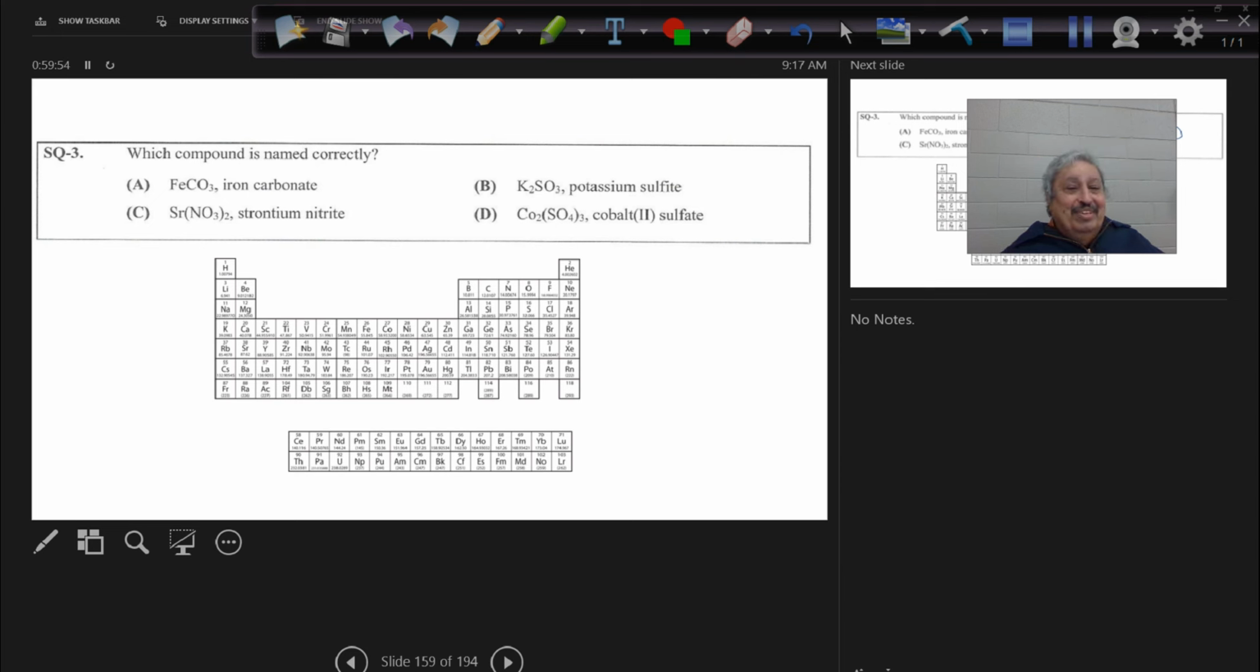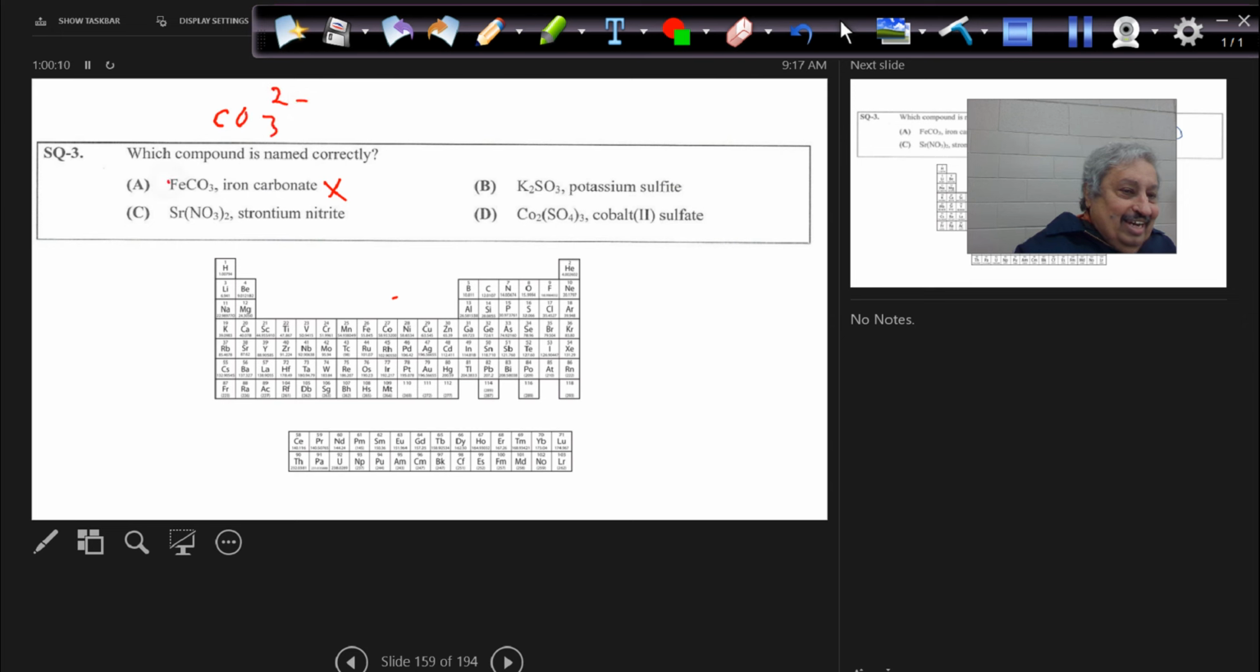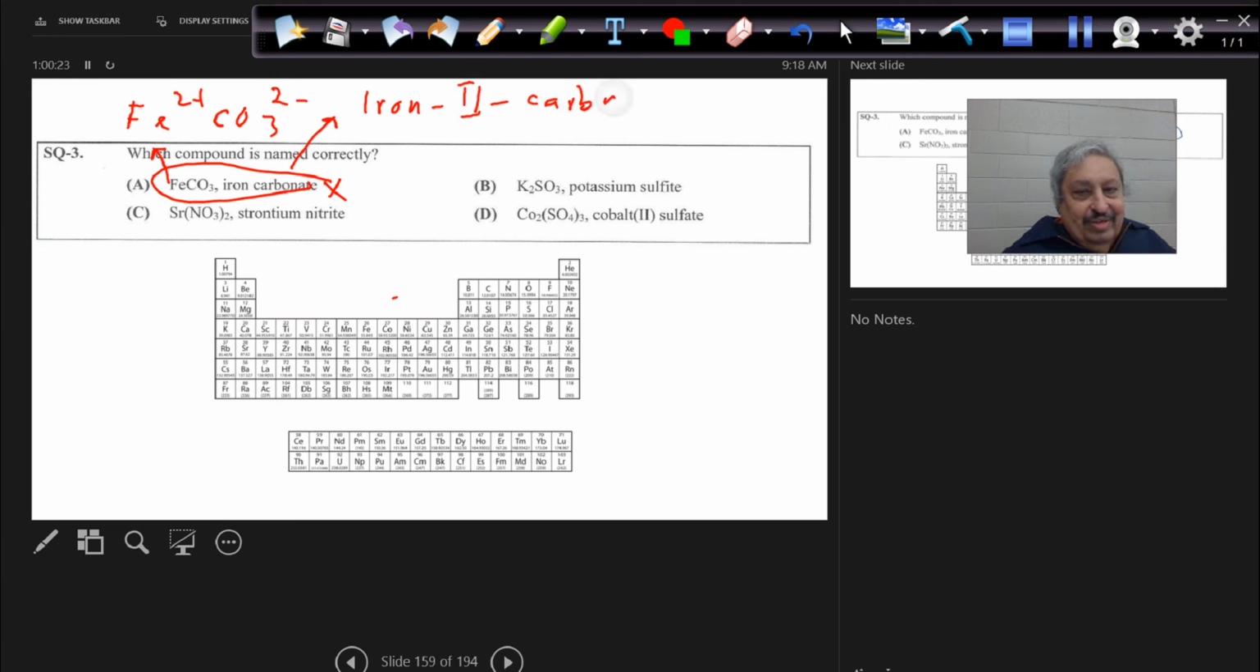So let's name the first one. The first one is not correct. What's the correct one? A carbonate is 3 minus, and this iron here has to be 2 plus. Correct? So the name of this will be iron 2 carbonate. So it's missing the number 2. So this is not correct.